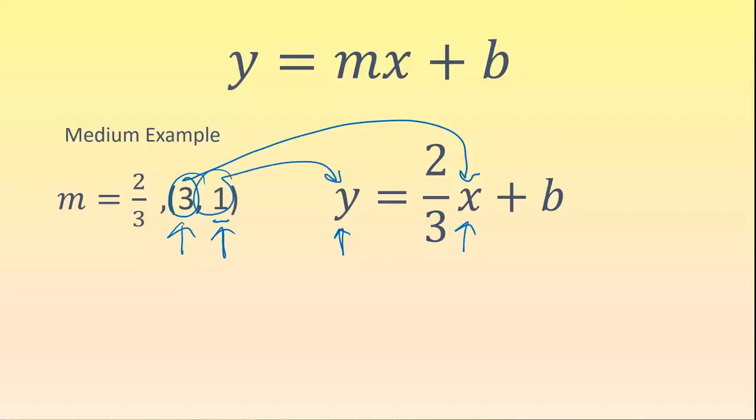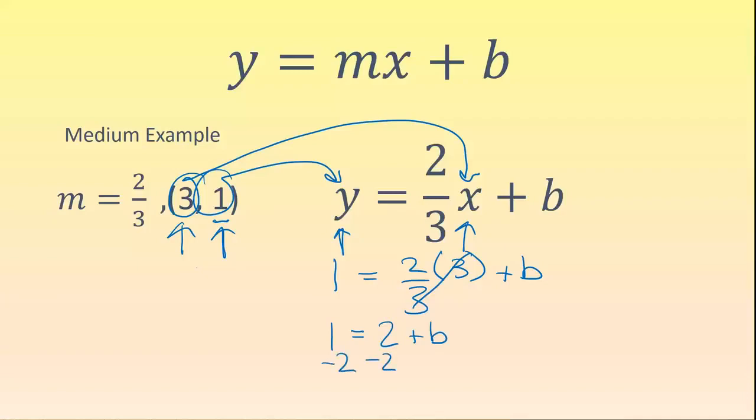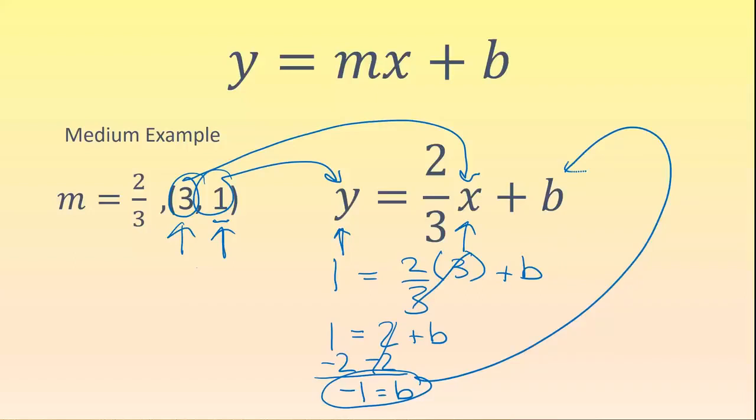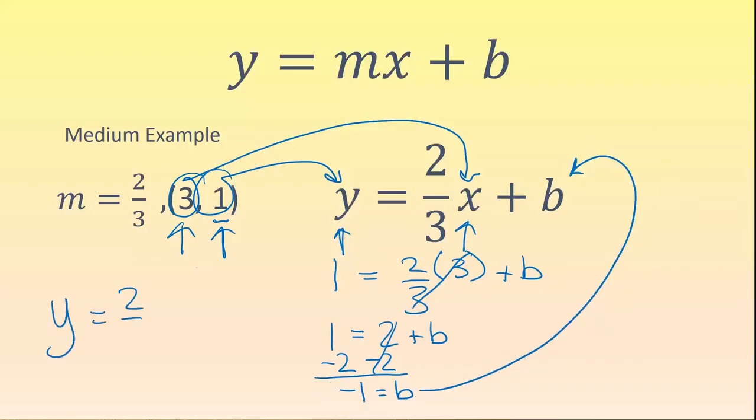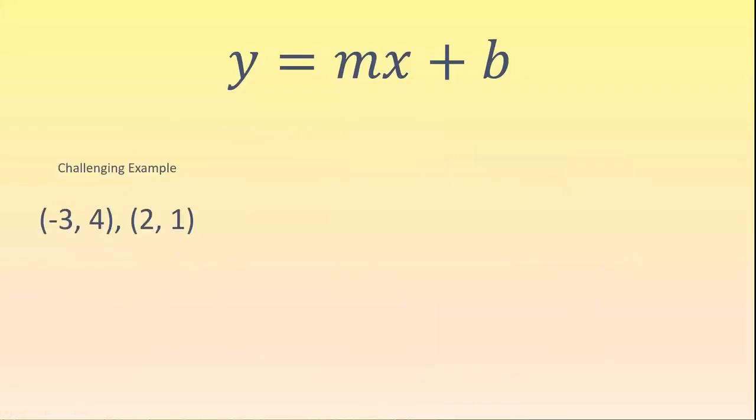So let's go ahead and solve this. Now I have 1 equals 2/3 times 3 plus b. Oh, and look how nice it is. The x-coordinate is going to cancel out the denominator, so we don't even have to worry about fractions. So we have 1 equals 2 plus b, subtract the 2, and we get that b is -1. So take the -1, plug it in for b, and you have the answer. Y equals 2/3 x minus 1.